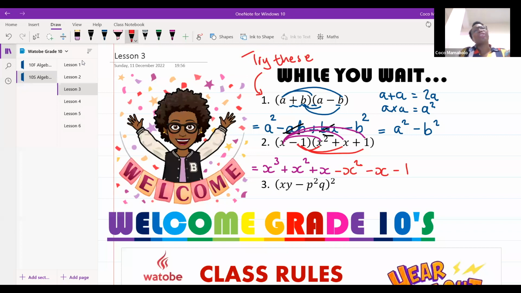Do we have any like terms that I can cancel out here? Yes, ma'am. The x and the minus x. Good. X minus x is 0. What else? Oh, and the x squared and minus x squared. That's it. X squared minus x squared is 0. What do I have left? X to the power of 3 and -1.